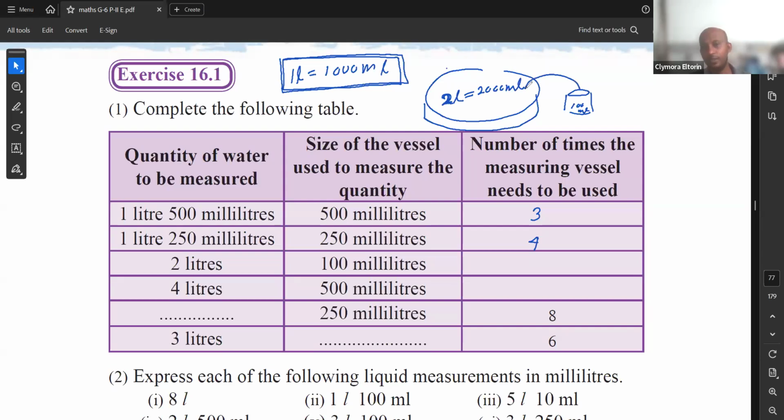So I need to pour this how many times? 2,000 now? What should you do? You should divide 2,000 by 100. What is the answer? 20 times you need to pour. So the answer is 20.